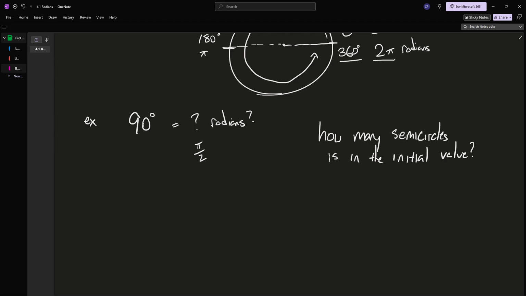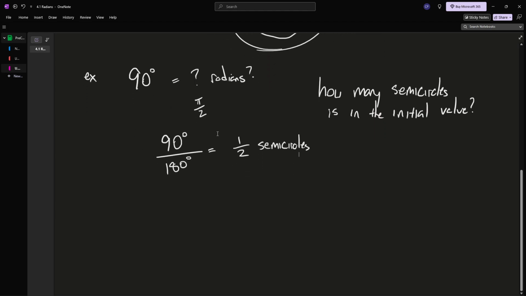So for 90 degrees, how many semicircles does 90 degrees make up? I have 90 degrees, and we do this by just dividing by 180 degrees, because one semicircle in degrees is 180. So I have 1/2 semicircles. Half a semicircle, that's 90 degrees.